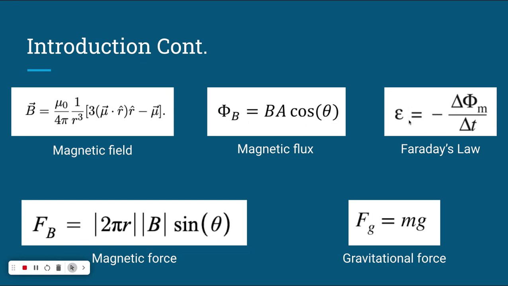Faraday's law gives us that the induced EMF is equal to negative delta flux over delta t, or the derivative of flux. We have the magnetic force, FB, which is mu cross B, but simplifies to the magnitude of mu, which is 2 pi r, times the magnitude of B from here, times sine of the angle theta between them, and our gravitational force, which is mg.